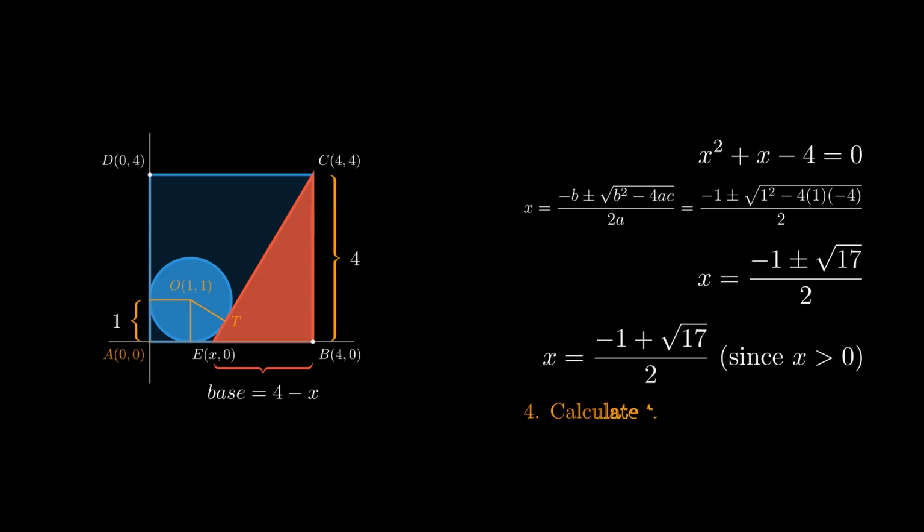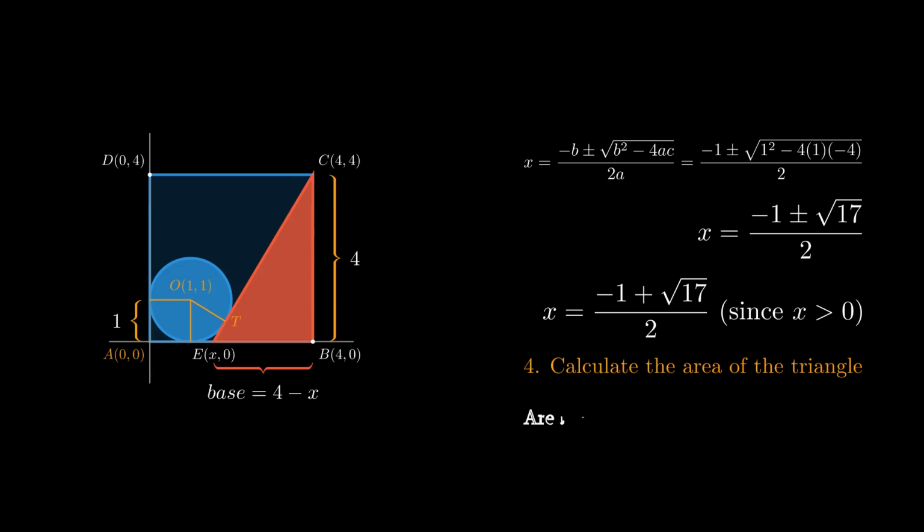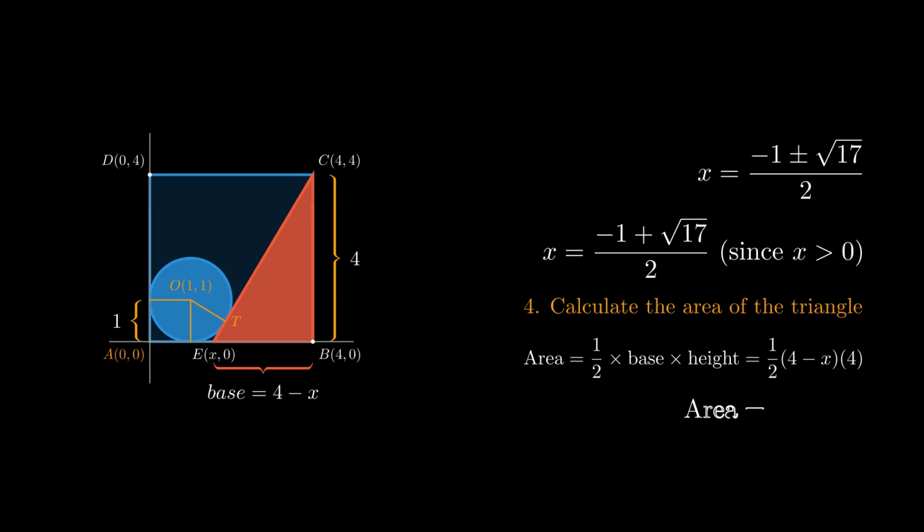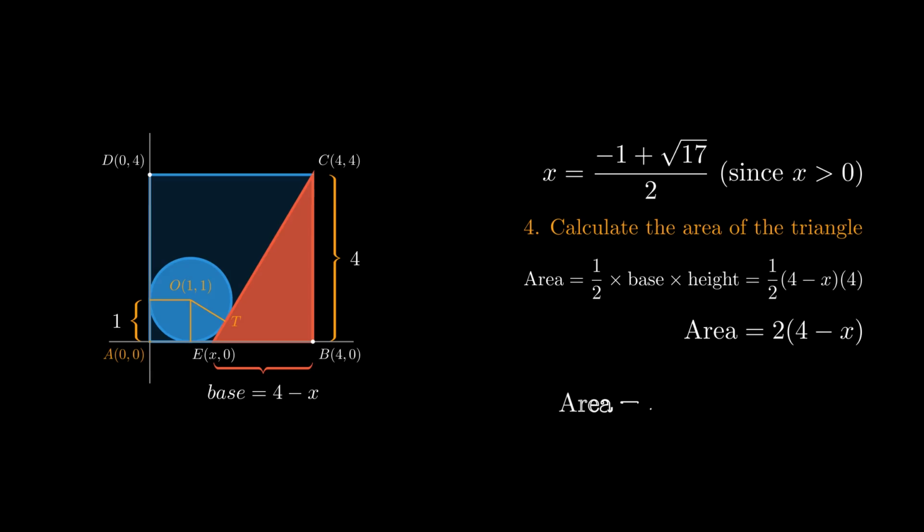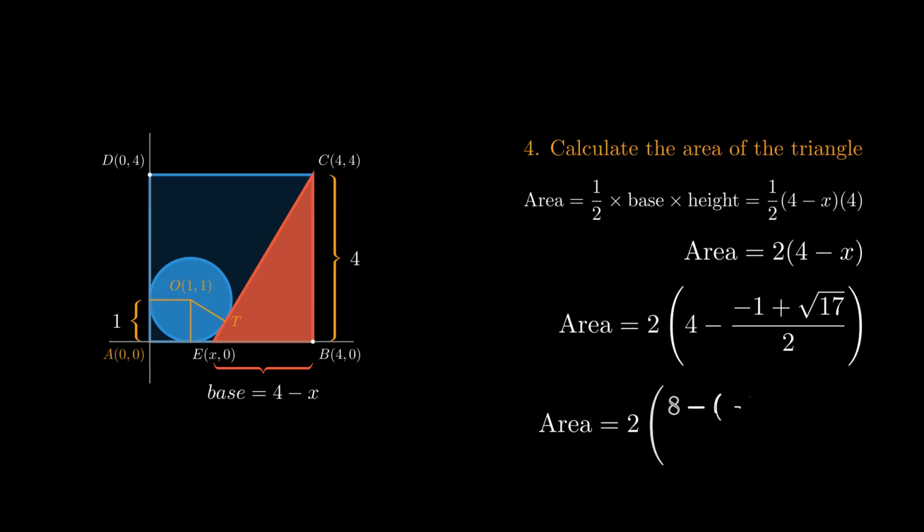Finally, we can calculate the area of the triangle. The area is 1/2 base times height. This simplifies to 2 times the quantity (4 minus x). Now, we substitute our value for x into the area formula, and simplify the expression inside the parentheses.